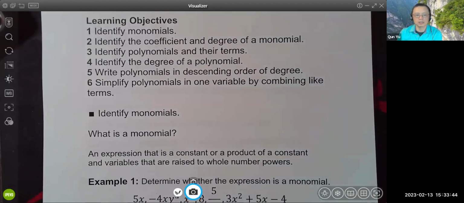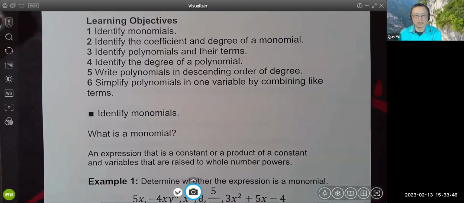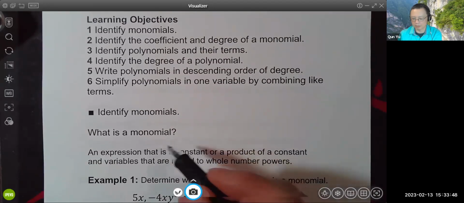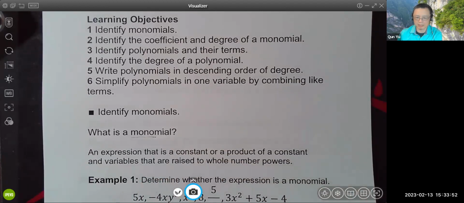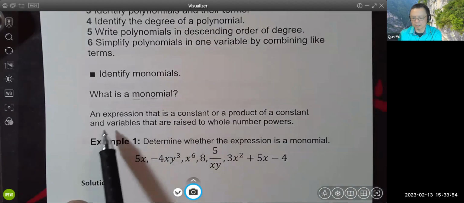First, what is a monomial? Apparently, monomial means one, right? So you only have one term, basically. And this is a definition.